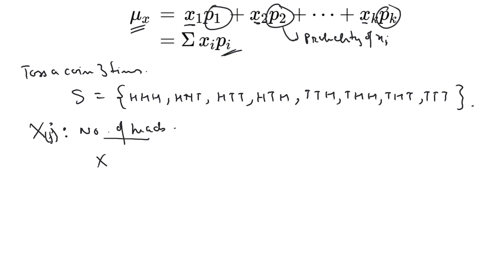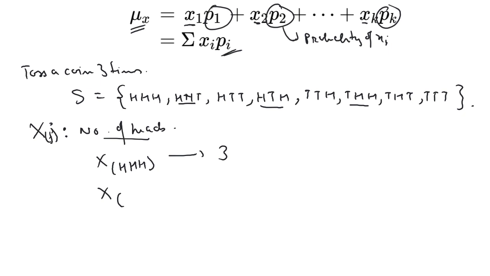What is the value of X now? For the first one, the number of heads is three, right? So the number of heads is three, so the value of X, this random variable X, will become three. And if the value is 2, there are two heads here, and there are two heads here.